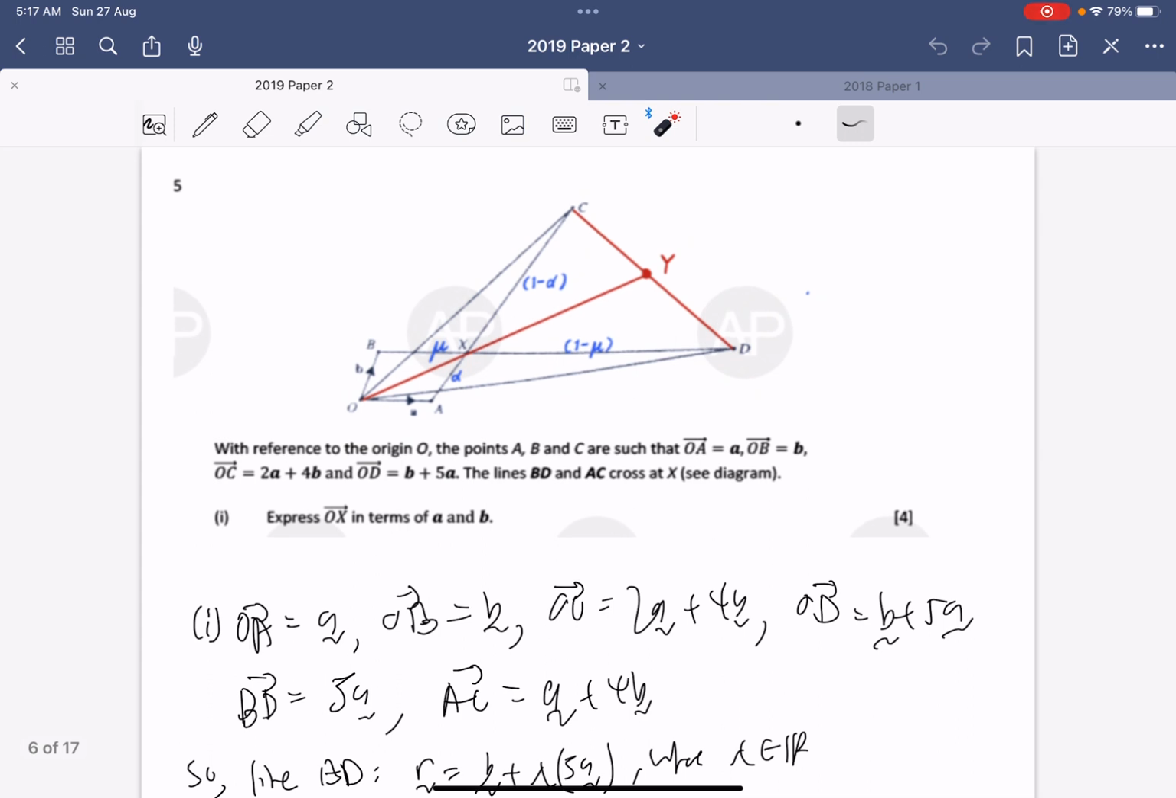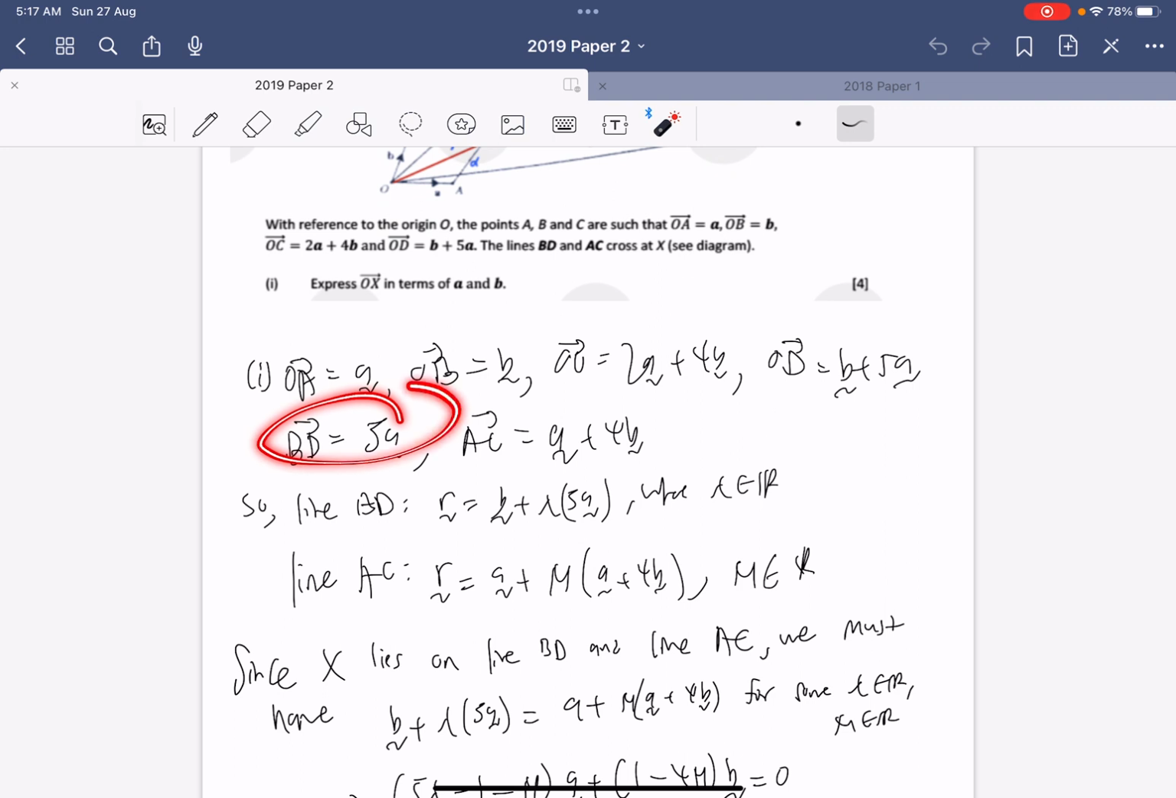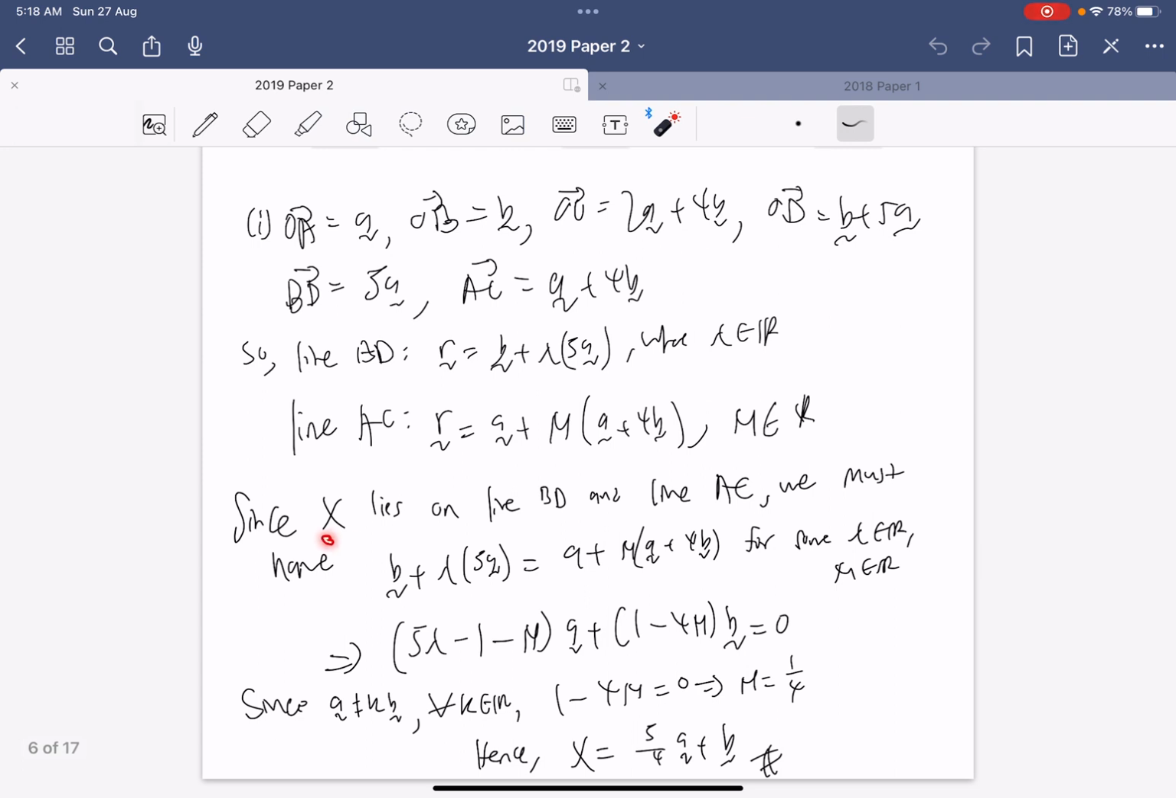So the natural way is to find the equation of the line BD and equate it with the equation of the line AC. And that's what we're going to do. So we find BD, which is 5A, and AC, which is A plus 4B. And so the equation of the line BD will be given as B plus lambda 5A, where lambda runs through the reals. And AC will be A plus mu, then this is the direction, A plus 4B. So because X lies on both of these lines, it must satisfy B plus lambda 5A equals A plus mu (A plus 4B) for some lambda and some mu.